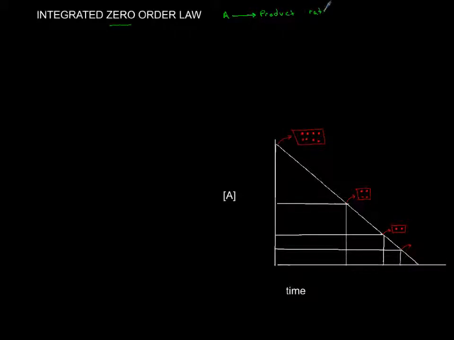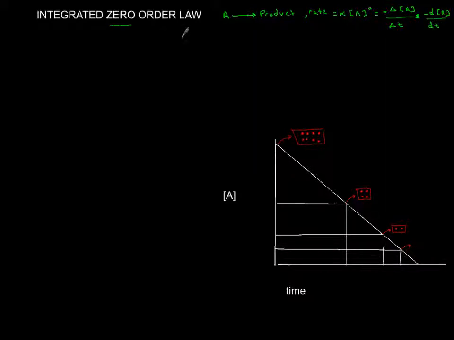So the rate for this reaction is k times the concentration of A to the power 0. Now this is also equal to a change in concentration of A over a change in time. In order to be able to integrate, we are going to make this change extremely small, and instead of delta we put d as if it's a derivative, and then we take its integral.